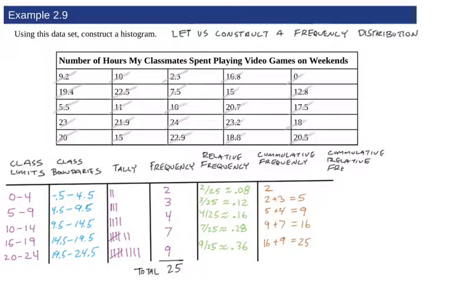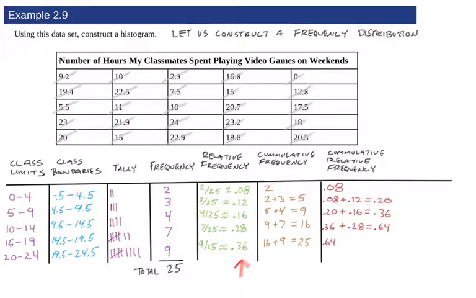Let's also do a cumulative relative frequency. So same idea, but now we're doing it with the relative frequencies. And so we're accumulating for each one. And our total should be approximately 1. Again, we say approximately because there could be some errors with rounding.